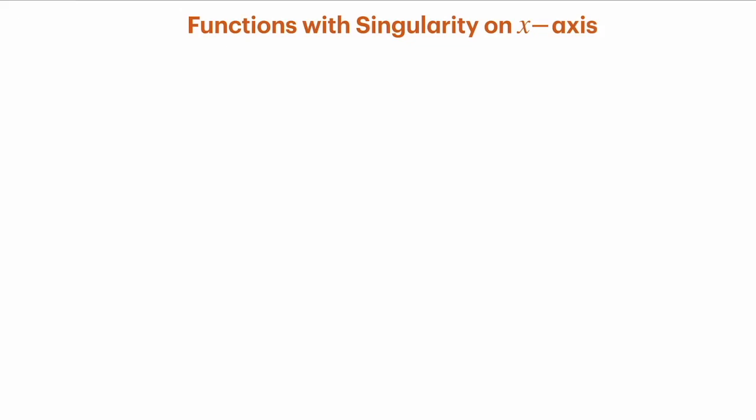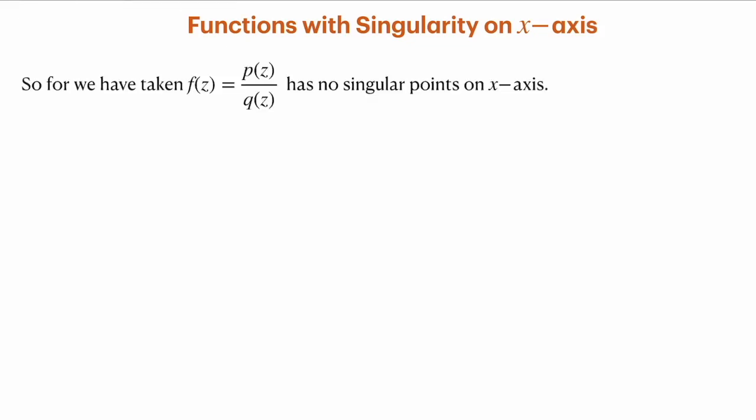So let's look at functions with singularities on the x-axis. So far we have evaluated integrals of real valued functions which are continuous on the x-axis. That is, when we take the complex valued function f(z) = p(z)/q(z), it has no singular point on the x-axis. How would this change if there are singularities on the x-axis? So let's look at this.